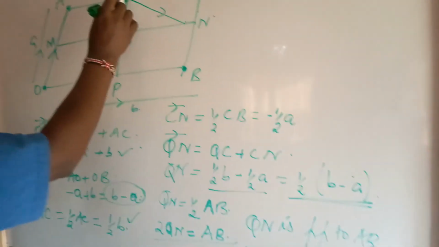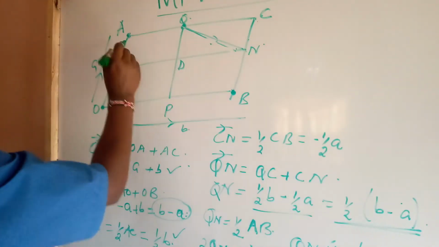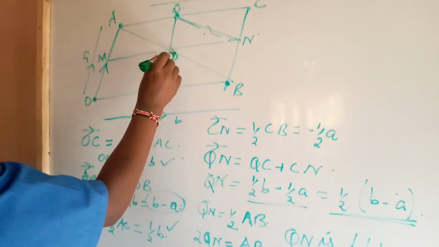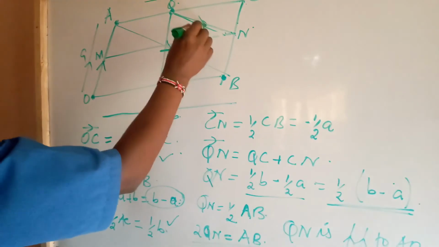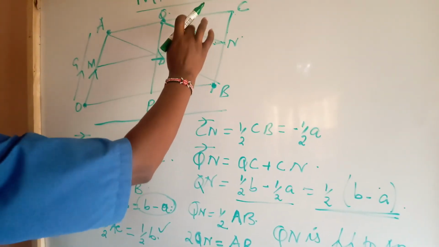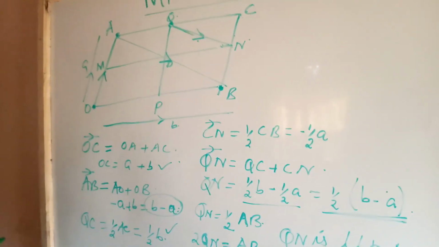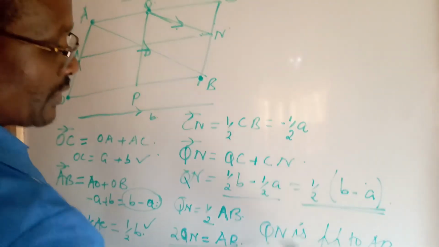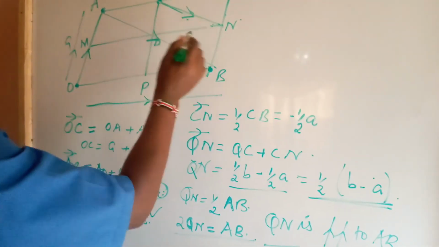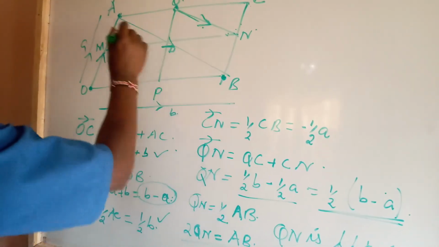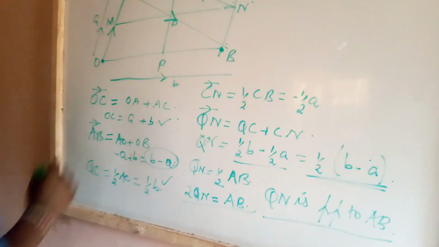So if you take QN moving that way and AB moving that way, it may not seem clear diagrammatically because our diagram is not drawn to scale, but from what we have said, you can already see that QN is parallel to vector AB. All right?